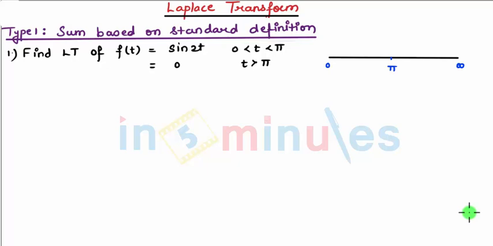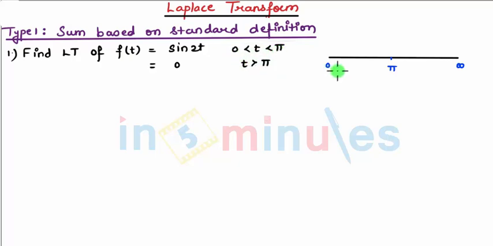We'll start today with Type 1, sums based on the standard definition of Laplace transform. My first sum is to find the Laplace transform of f of t, which is sin 2t from 0 to pi, and when t is greater than pi it is 0. Students, we can't use the standard formulas because the function is not defined from 0 to infinity. It is split into 0 to pi and pi to infinity.